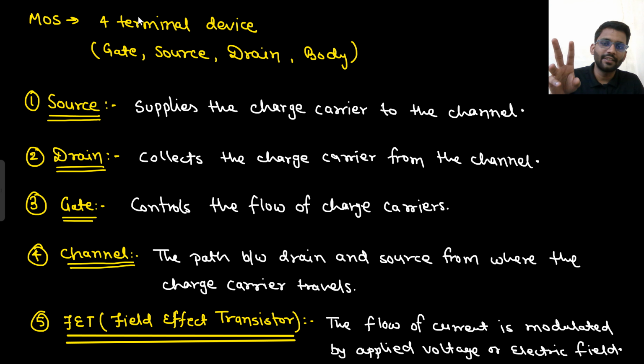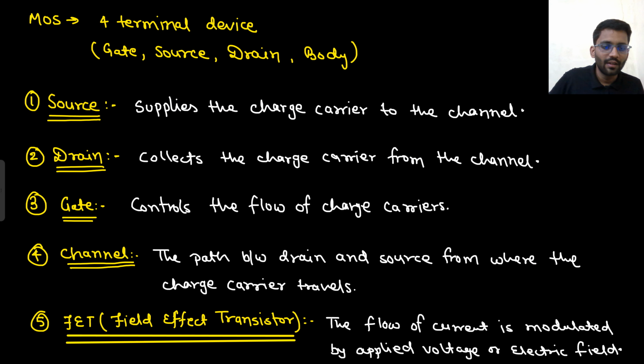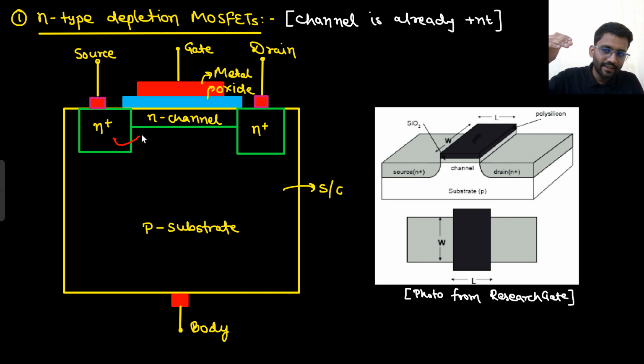The first thing is that it is a 4-terminal device. So there are gate, source, and drain. There is this body terminal as well. What is the use of this body? We will see that in the later part of the video. So there are 4 terminals: source, gate, drain, and body. Source, from here you will get the charge carrier. It will travel through the channel and go out of the drain. That's it. From N plus you will get the charge carrier, it will travel through the channel and go out of the drain.